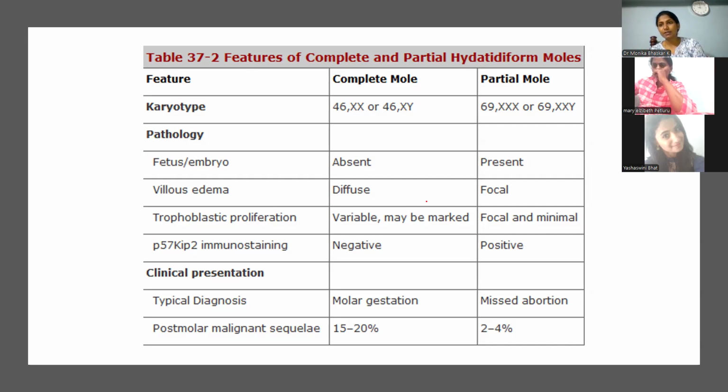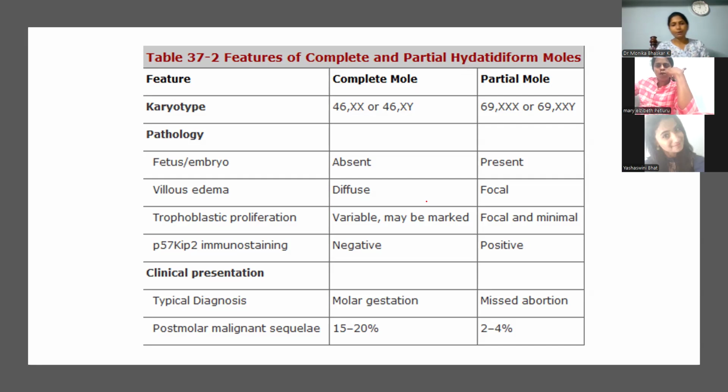And sometimes we will not be able to know in the antenatal period or at evacuation. Only after histopathology will we be able to know that it is a partial mole. So it could be a very focal and minimal proliferation of the trophoblastic tissue.